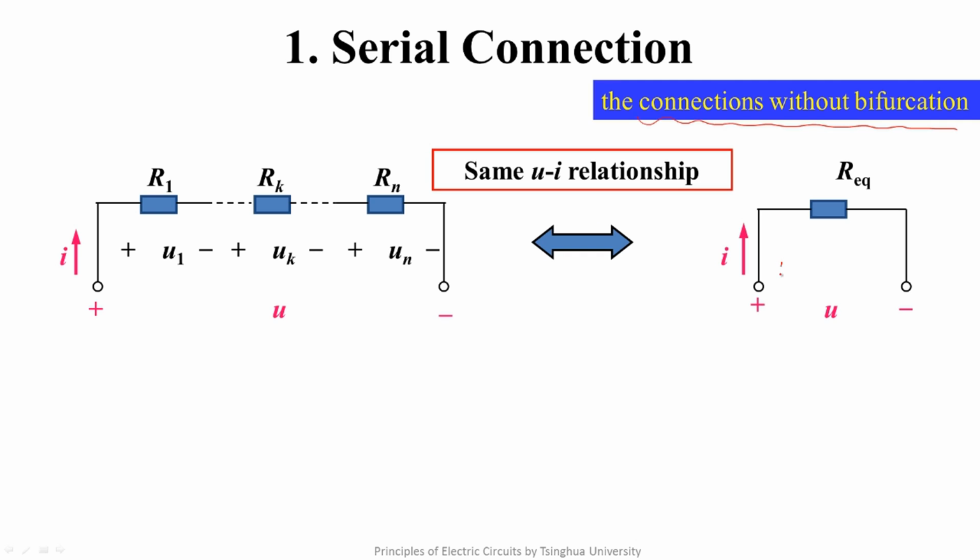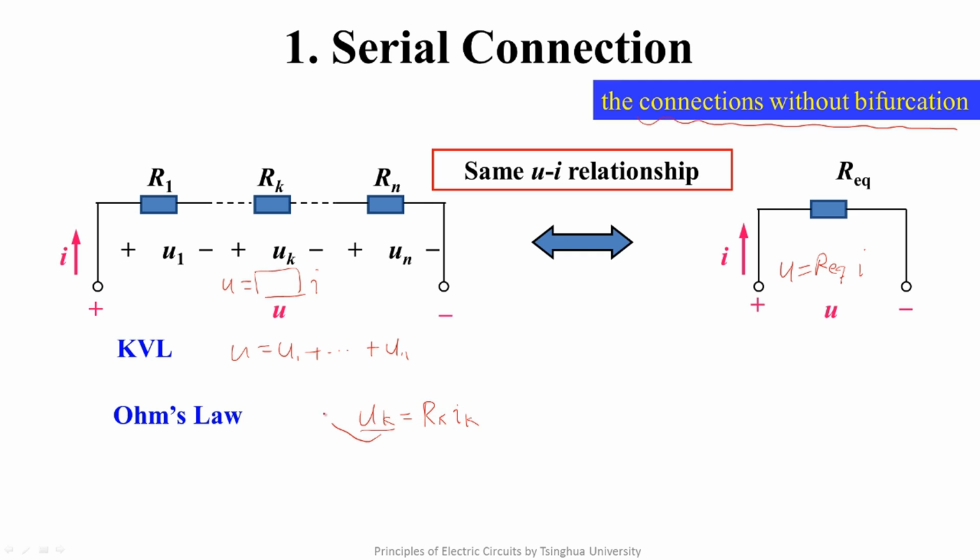It must be U equals Req times I, but for it, we need to write it as U equals watt times I. Then we write out this watt. First, because it's a serial connection, we can use KVL, that is, U equals U1 plus UM. Then each UK is equal to RK times IK based on Ohm's law. We substitute them all into it.